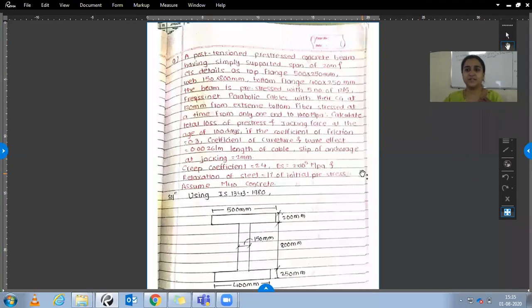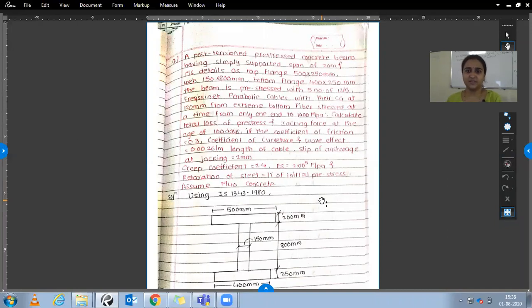Hello dear students, in this session we will see one numerical based on finding losses for a pre-stressed member. In the previous session we discussed the various types of losses and quantification of losses in detail. In this lecture we are going to solve a numerical, calculate the types of losses and their quantification, and finally the total loss because of the pre-stressing force, or the whole pre-stressing concept. This is a numerical taken from a question paper.